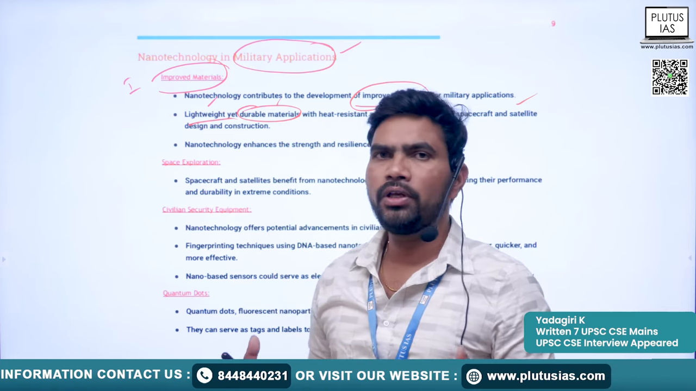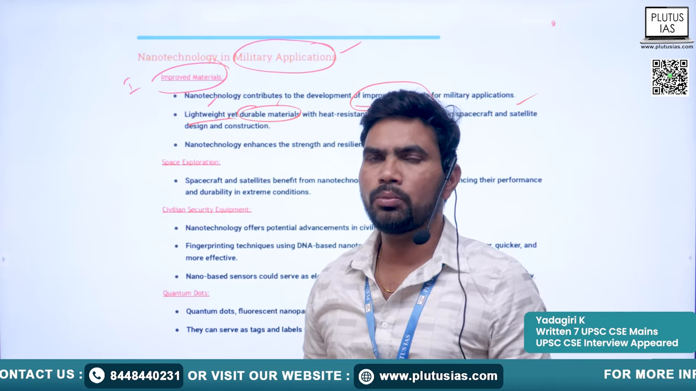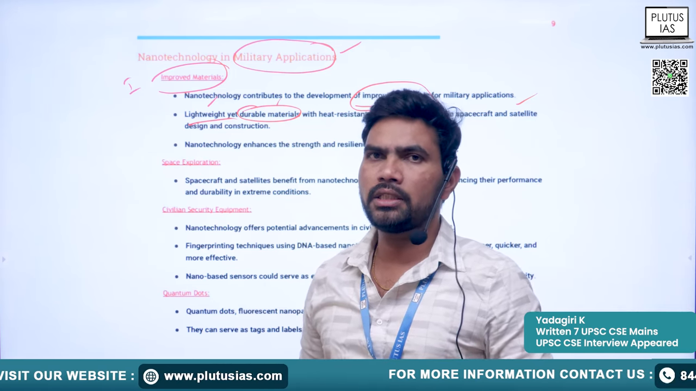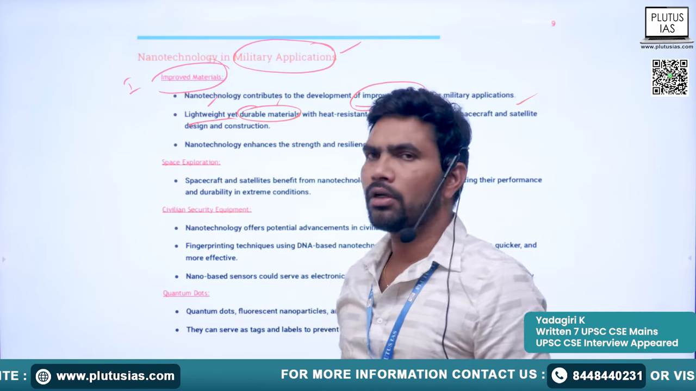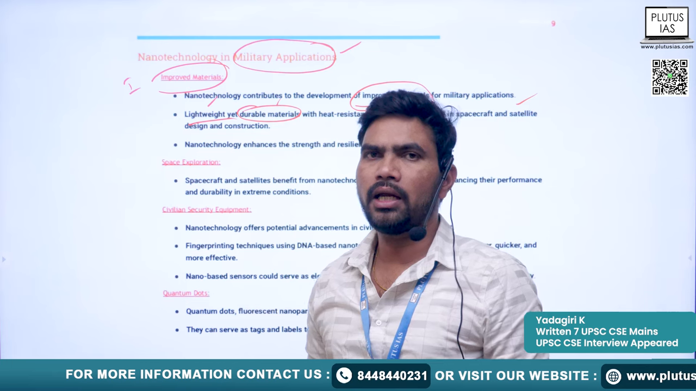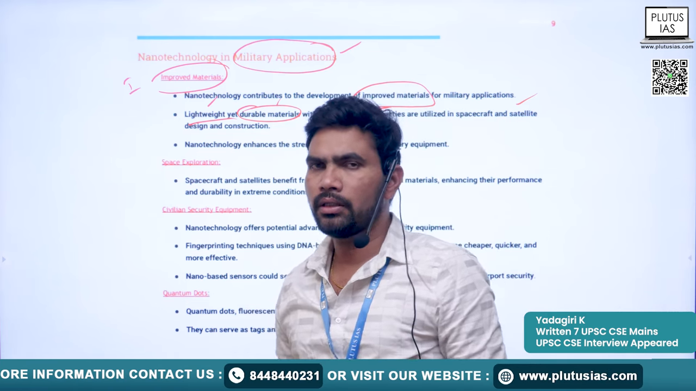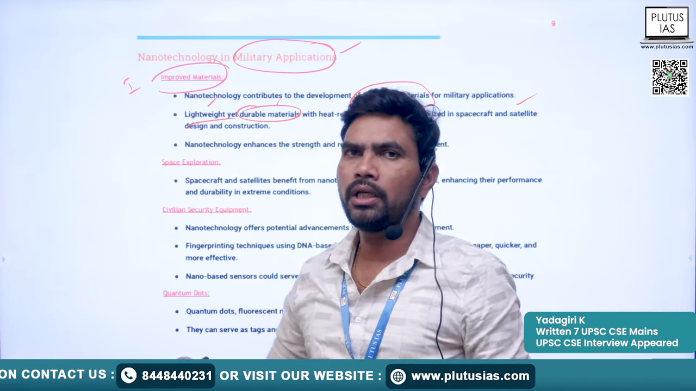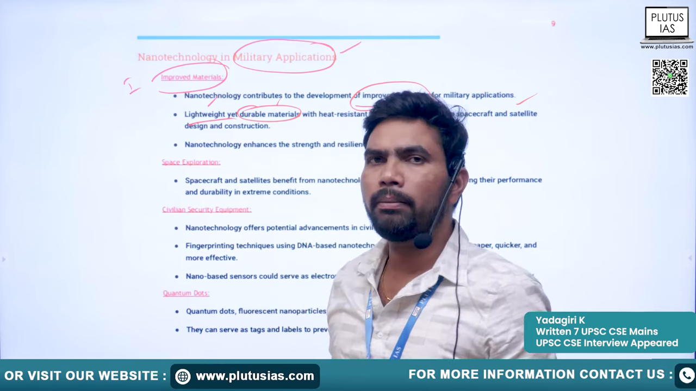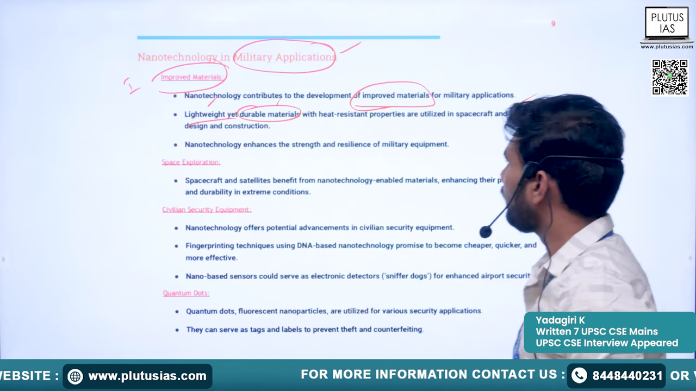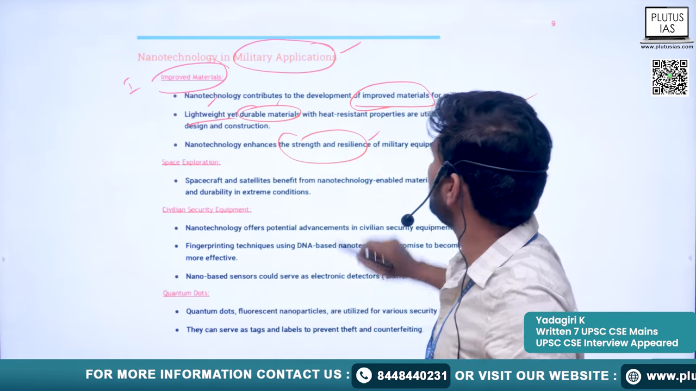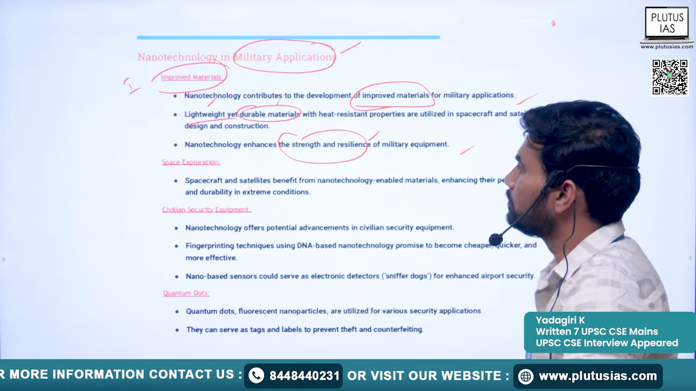For example, if we use nanotechnology in tanks, basically tanks are heavy and they need energy for movement. So if nanotechnology is used, their weight becomes lighter and they also become more durable. So they can easily move on difficult terrains. Like this, there are many applications. Similarly, nanotechnology enhances the strength and the resilience of military equipment.